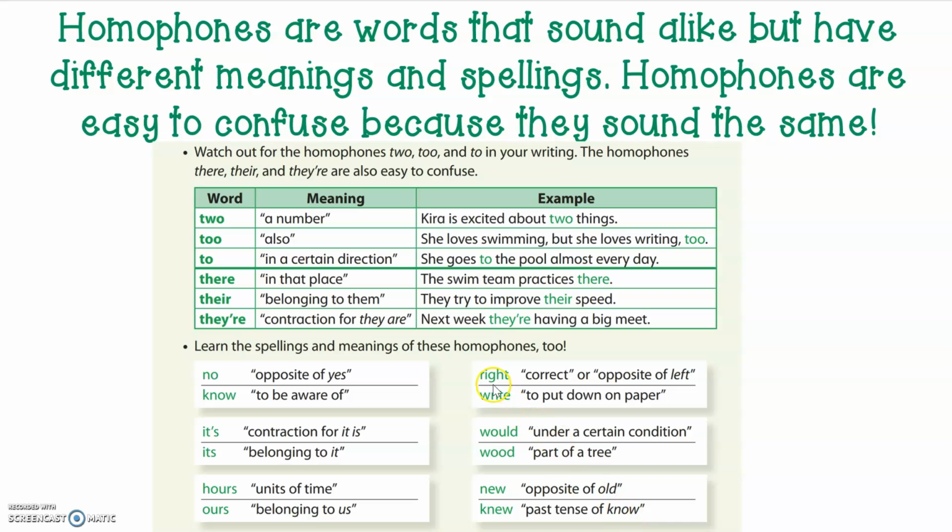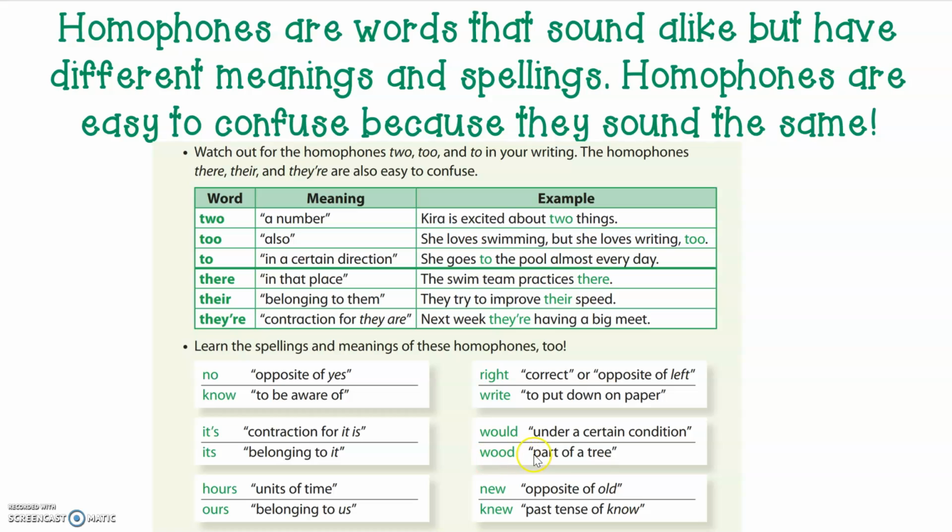Right. This right has two different meanings actually. It could mean correct, as in you're right, you got it, or opposite of left, meaning you're on the right side, not on the left side. This write, W-R-I-T-E, means to put down on paper. So every day in school, your teachers ask you to write on the paper, and this is the write you would use. Would, under a certain condition. I would give you no homework tonight, but I think you need to practice.